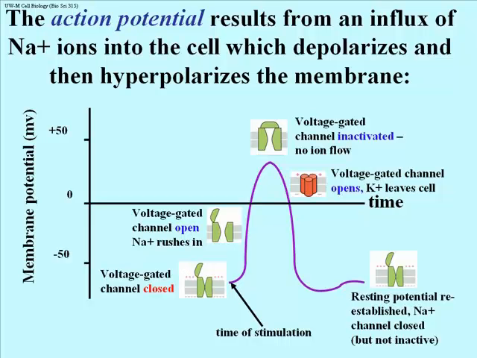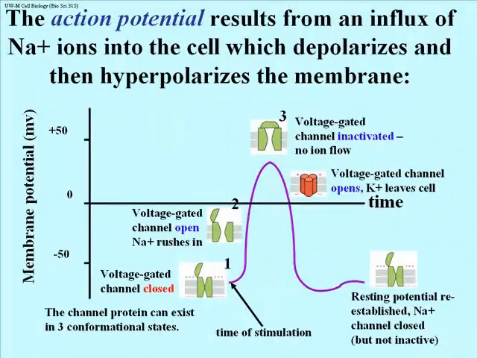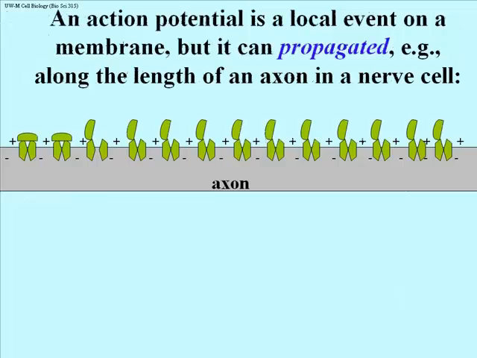So what we've seen here in looking at the sodium channel is that it can exist in three conformational states: closed before stimulation, open upon stimulation, and inactivated upon the maximal stimulation. And then eventually, in order that the cell can respond again and generate a second action potential, the resting potential has to be reestablished and this sodium channel has to be closed but not inactive, has to be in its original conformation.